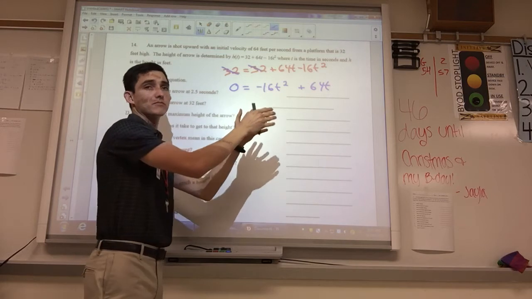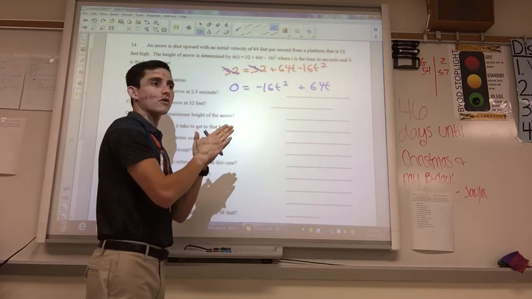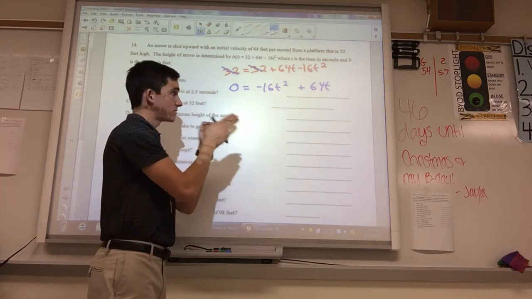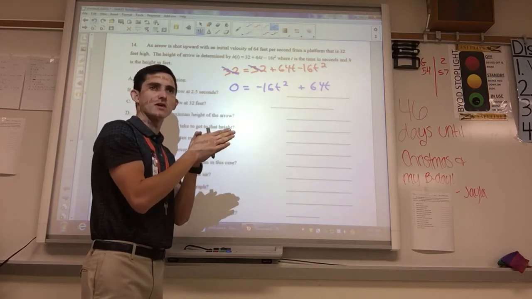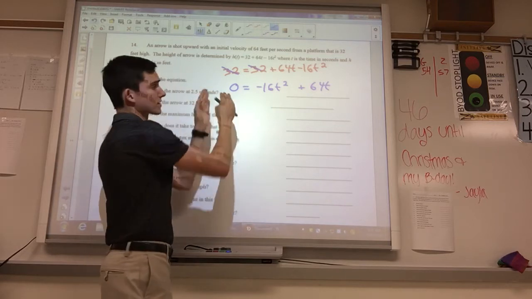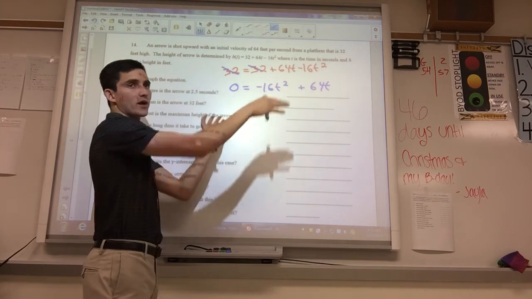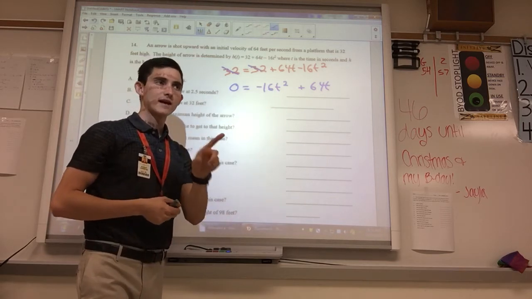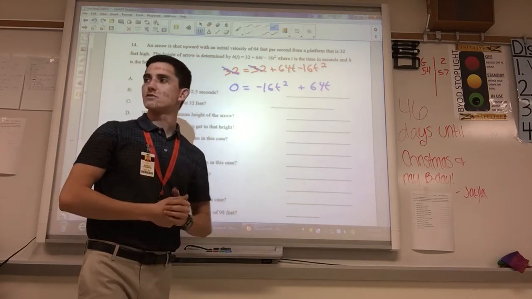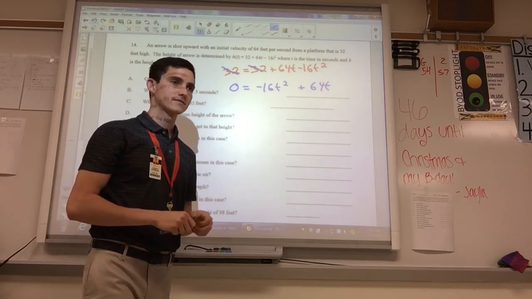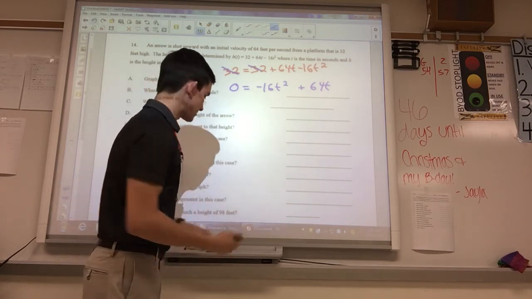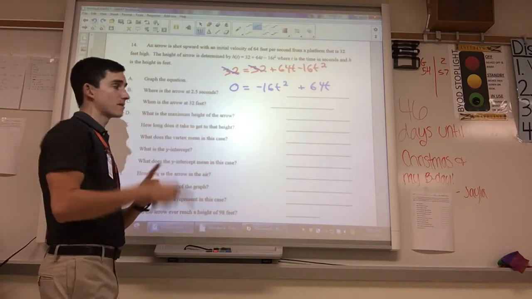Some things are factorable, but is everything factorable? No. Everything can be solved using the quadratic formula, right? So if you feel comfortable factoring this, great. Attempt it, right? If you cannot factor it very well, you can always use the quadratic formula. Always. Okay? I'm going to factor it because what I see, and if you're good with numbers, you can probably see it too, 16 and 64.